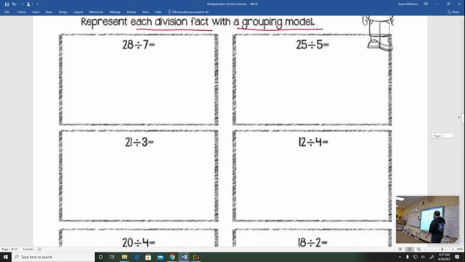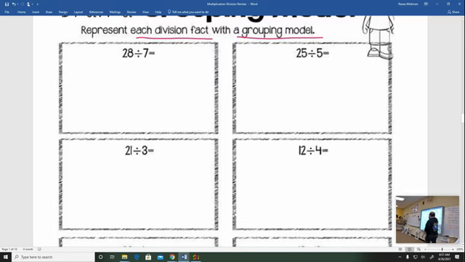What's on the next page? You're making your own on this page. So, what can I do for 28 divided by 7? How can I make that into a grouping model? Schmidt? Okay. You put 7 rows and then 20 dots. So that's an array. You're correct. She's talking about an array. You could make an array to make this work, but it would have to be 7 times whatever would be there, right? But we're going to do grouping models.